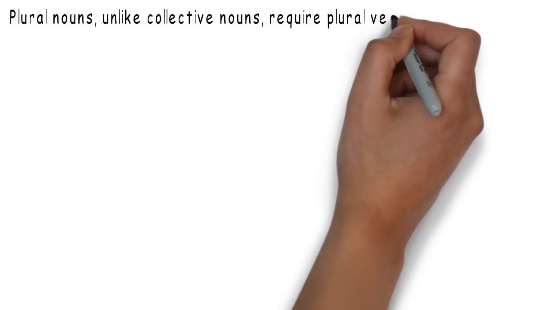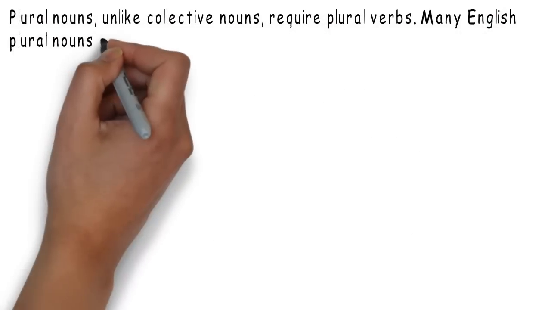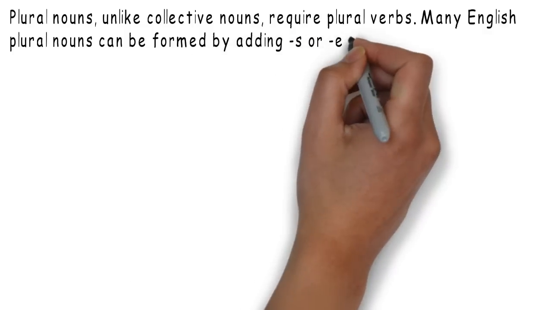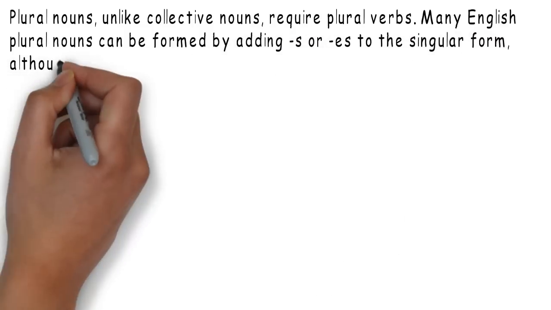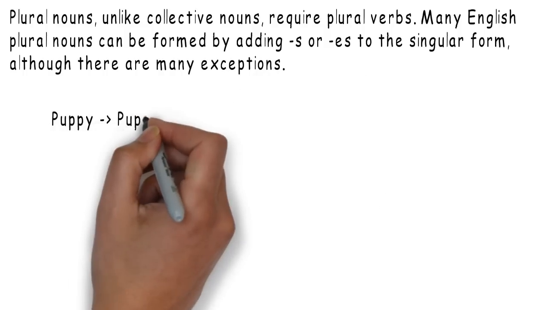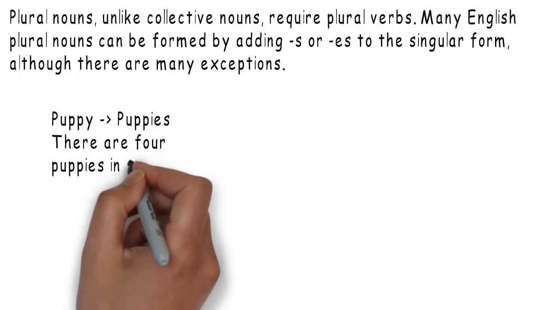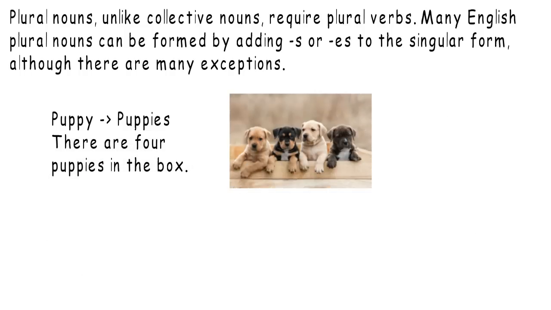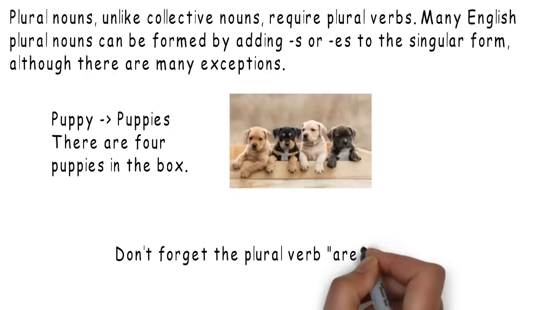Plural nouns, unlike collective nouns, require plural verbs. Many English plural nouns can be formed by adding s or es to the singular form, although there are many exceptions. Puppy, puppies. There are 4 puppies in the box. Oh, so cute. Don't forget the plural verb are.